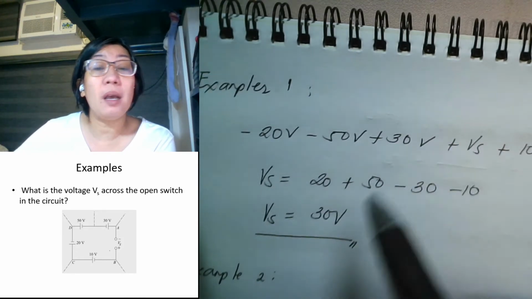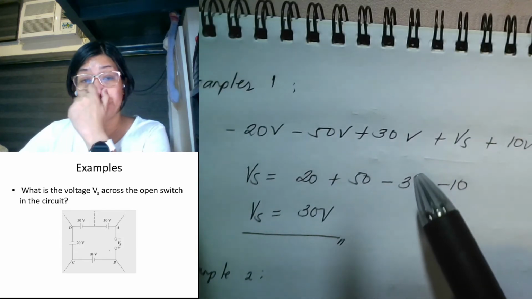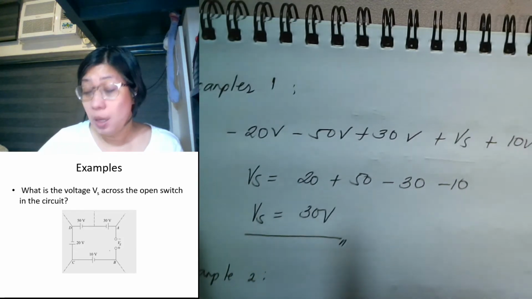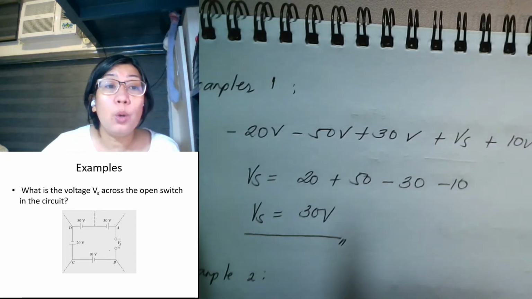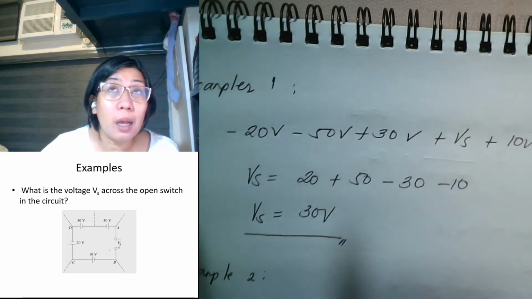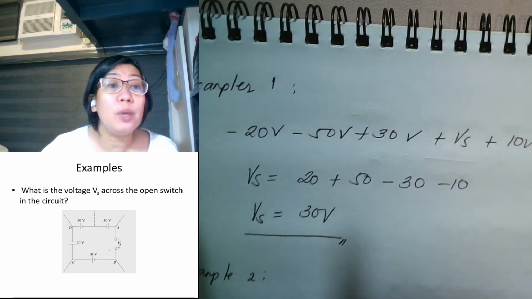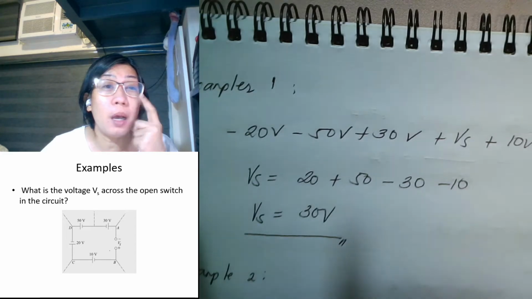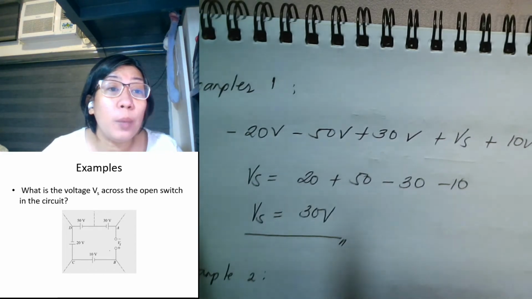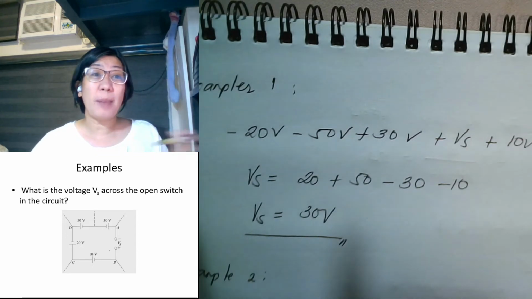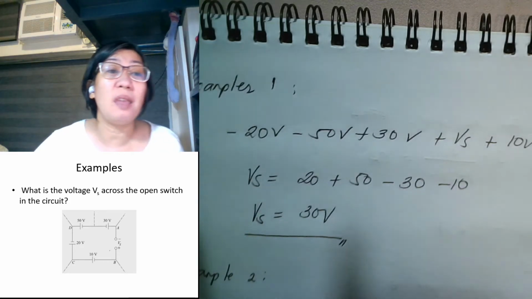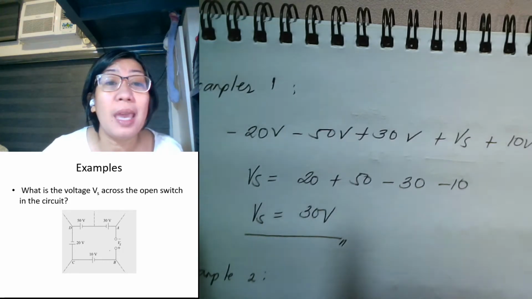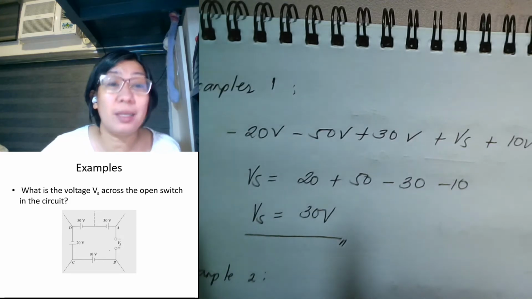Okay, so let's make a loop. We start with D at this point, so let's make a clockwise loop. You can see you have negative 20, your loop left minus 20, and then you have minus 50, you have positive 30. The longer line is the positive, the shorter line is the negative, and then you have plus Vs, then you have plus 10.